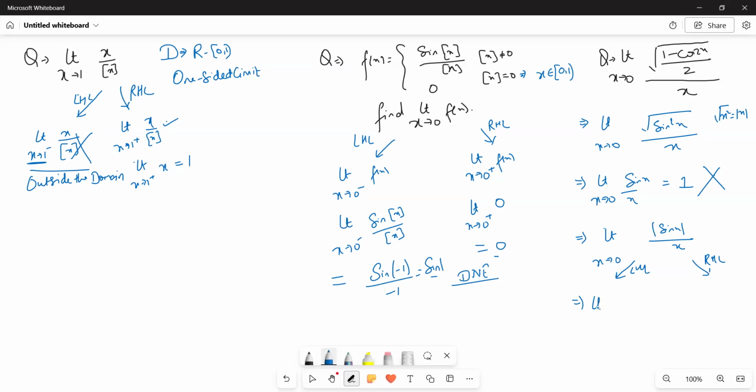LHL of this would be limit x tending to 0 minus. If x is slightly less than 0, sin will be negative. So this will become minus of sin x by x. And for x positive, for delta positive, sin is positive, so sin x by x. So the left hand limit is -1, right hand limit is 1. Therefore, the answer is DNE. Limit doesn't exist. Please do remember root over of x square is mod x. This is vitally important for limit cases.